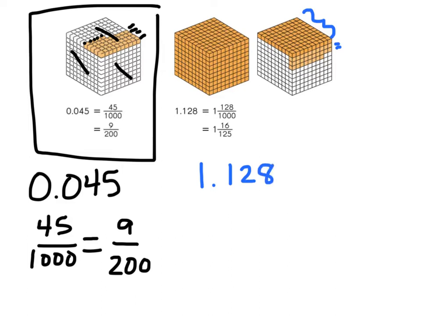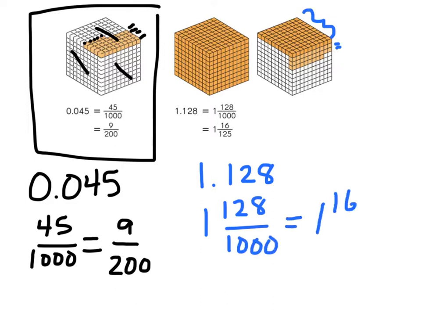So this is 1 and 128 thousandths, or 1 and 128/1,000ths, which we can reduce to 1 and 16/125ths. Okay? Now let's try a few of these on your own.